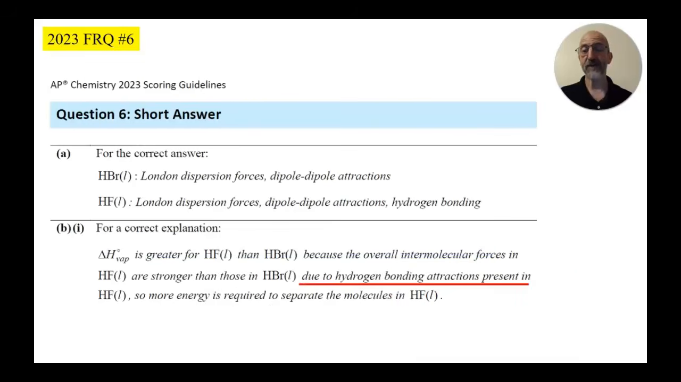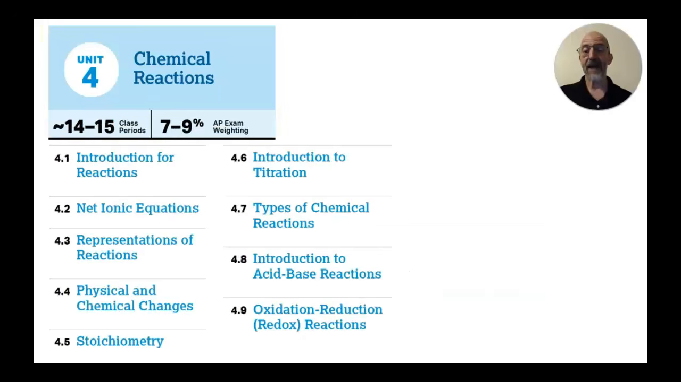So here is the official scoring guidelines for this question from the 2023 AP Chemistry exam. You can see that we have LDFs and dipole-dipole attractions for both, hydrogen bonding for the HF, and we have that the enthalpy of vaporization for HF is greater than that of HBr because the forces are stronger in HF due to hydrogen bonding attractions present in HF and not present in HBr. So more energy is required to separate the molecules. So that was our last free response question for Unit 3. Now we're going to take a look at some free response questions for Unit 4.